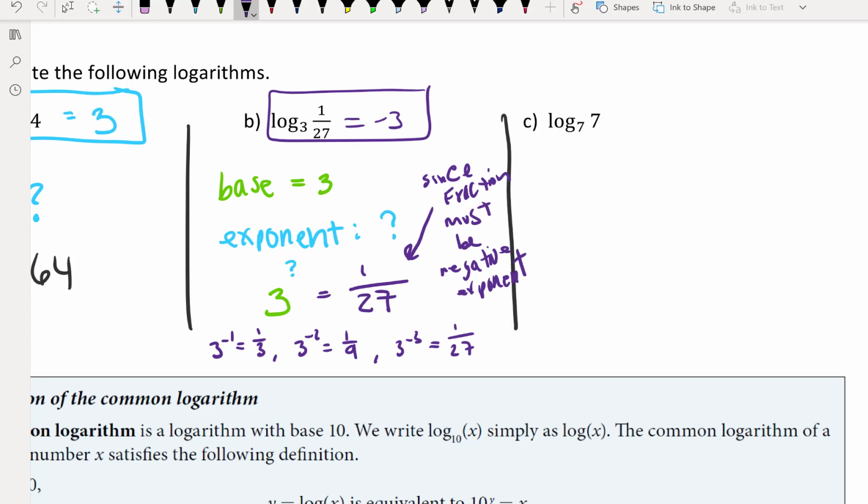Okay. All right. So now we're going to do it again for example number C. So for example number C, I have my base. My base is 7. And the exponent is what I'm trying to figure out. So I know that 7 to some power is equal to 7. So what power would that be? I know that 7 to the 1 power would give me 7. So here my answer is going to be 1.